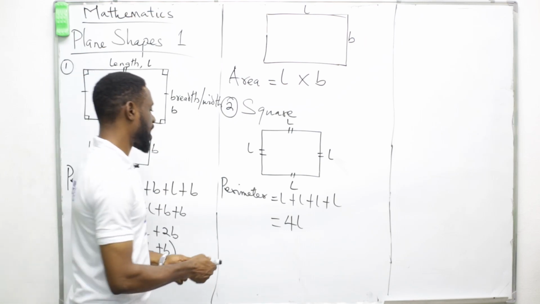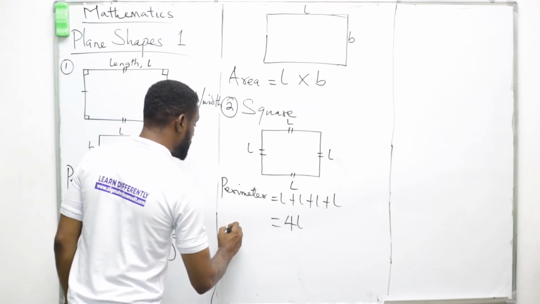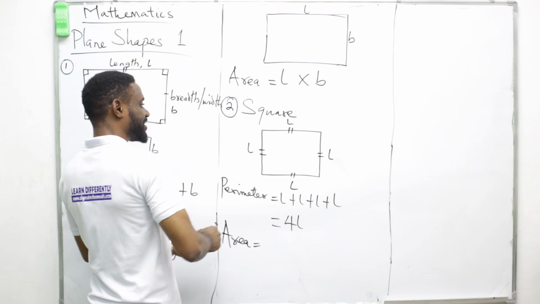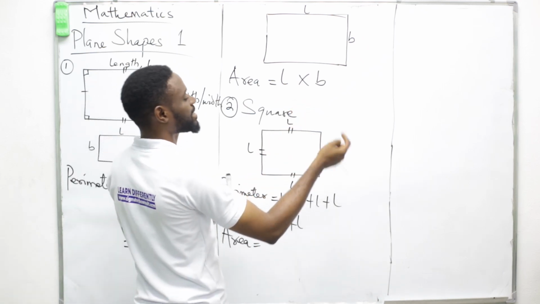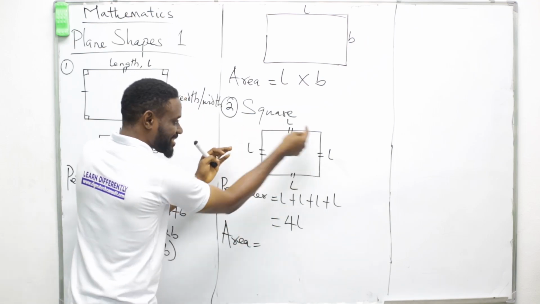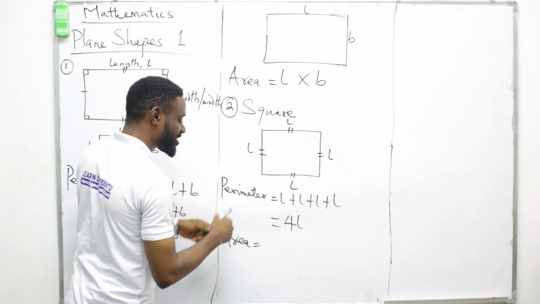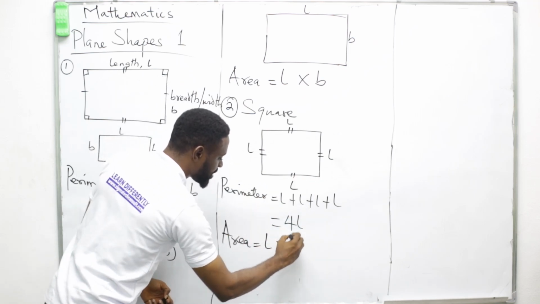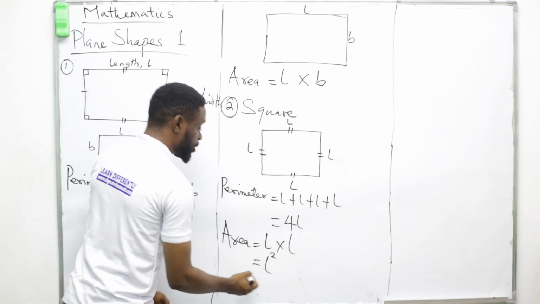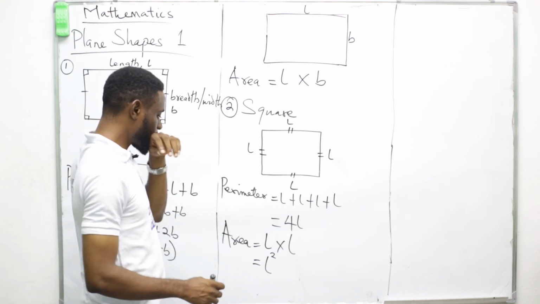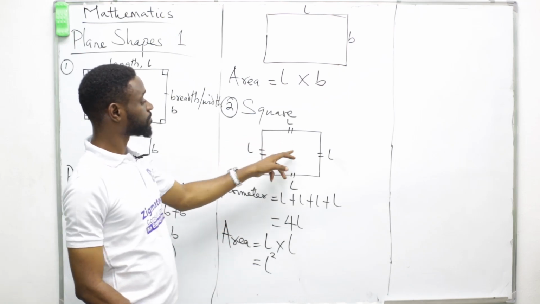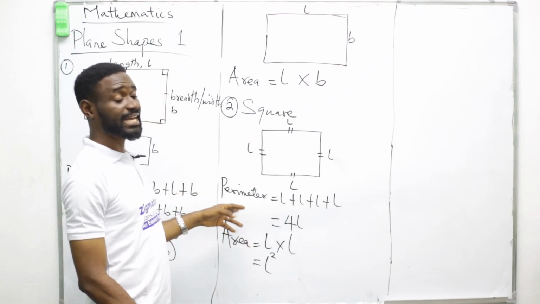Okay? Now for the square, the area is equal to this length times this length. Remember I said if we remove this, this is the area we're talking about. So it's this length, this side, and this side that makes the area of this. So this is length times length. So we say L times L gives us L squared. So we say that area is equal to L squared, while the perimeter is 4L.